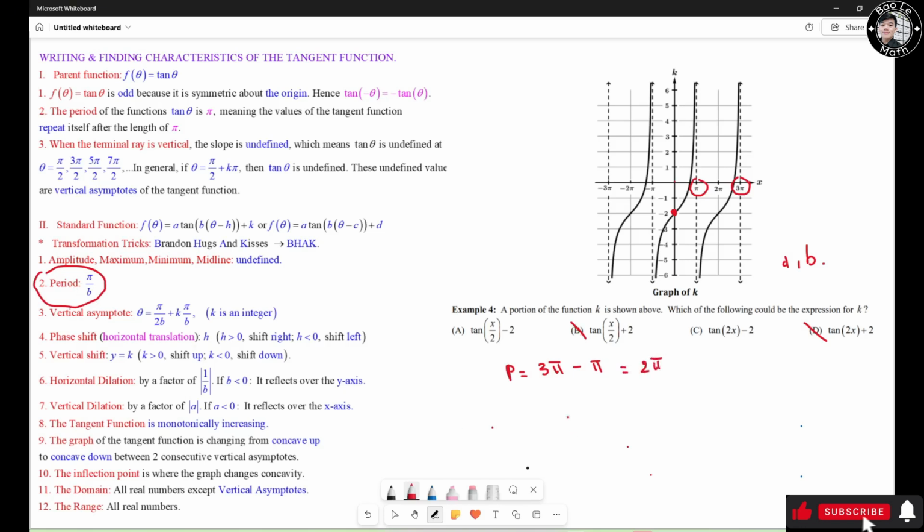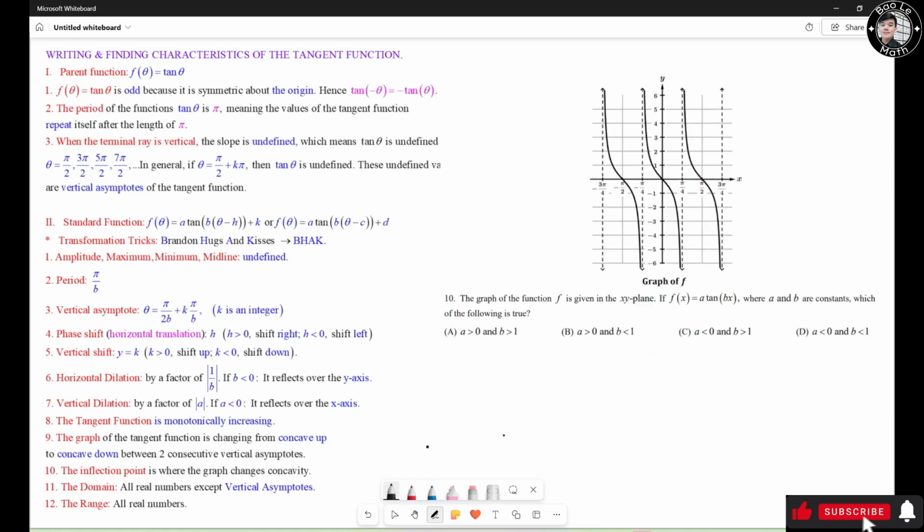Now we use this formula. Period equals pi over the absolute value of b. So then we have pi over the absolute value of b equals 2 pi. And then we solve for b by taking pi divided by 2 pi, so it's going to be 1/2. So the answer must be A.